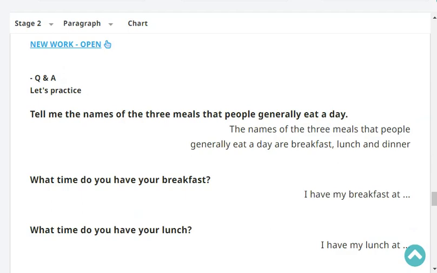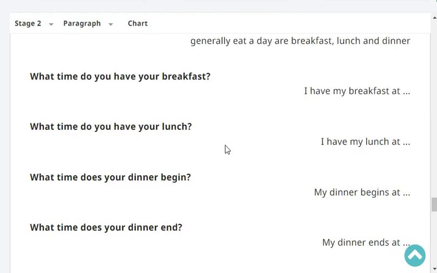The names of the three meals that people generally eat a day are breakfast, lunch, and dinner. What time do you have your breakfast? I have my breakfast at 7 a.m. What time do you have your lunch? I have my lunch at 12 noon. What time does your dinner begin? My dinner begins at 8 p.m. What time does your dinner end? My dinner ends at 9 p.m.